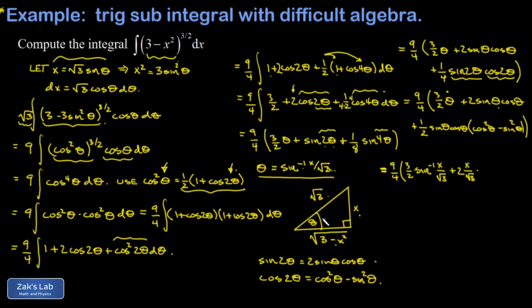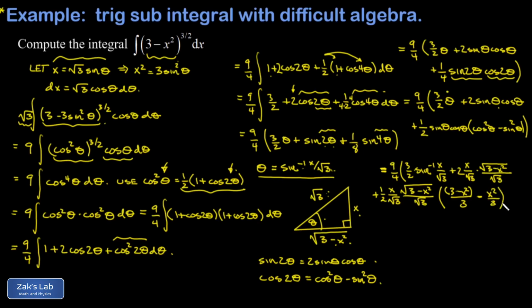And then I have the cosine of theta, and I have to look at my triangle for this. The cosine of theta is root 3 minus x squared divided by root 3. And then my final term, that really ugly one, it starts with the sine of theta, which is again x over root 3. A cosine of theta, which again is root 3 minus x squared over root 3. And this is multiplying the square of the cosine of theta, which would be a 3 minus x squared over 3, minus the square of the sine of theta, which is x squared over 3.